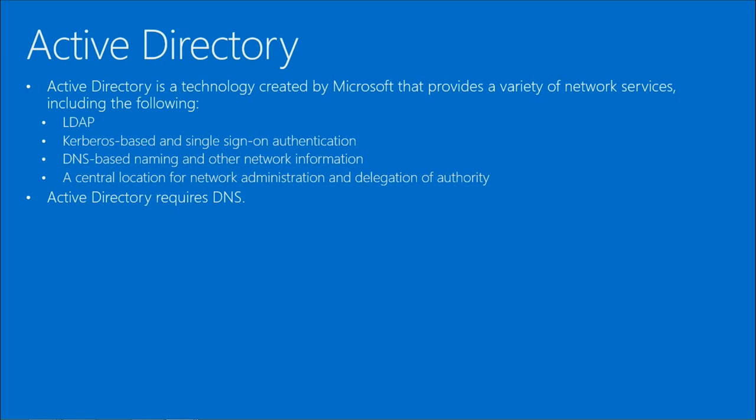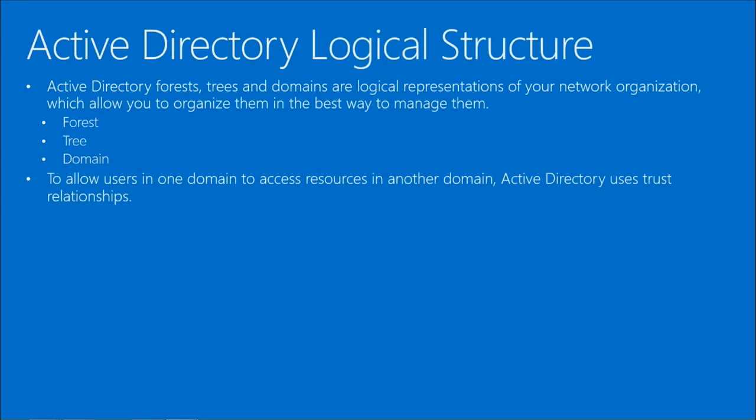As Christopher mentioned in the DNS demo, there is the ability to add DNS information to Active Directory. And it is a central location or repository, storage location, for network administration and delegation of authority. Active Directory requires DNS. Delegation of authority goes into this next slide here. Active Directory has a logical structure to it. You can associate an area for your computers. You can associate an area for your users. Then you can delegate those areas.